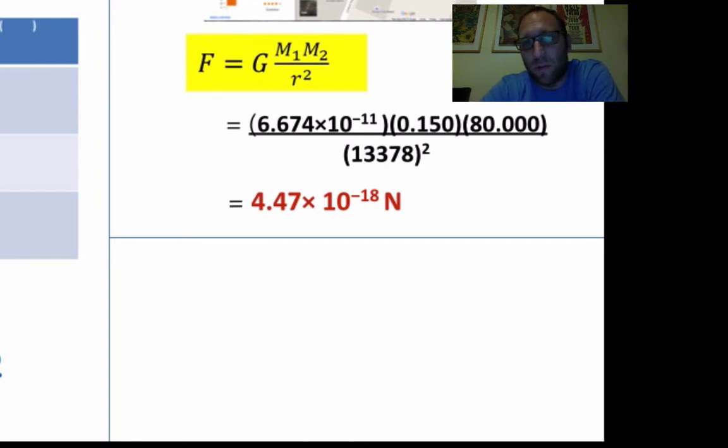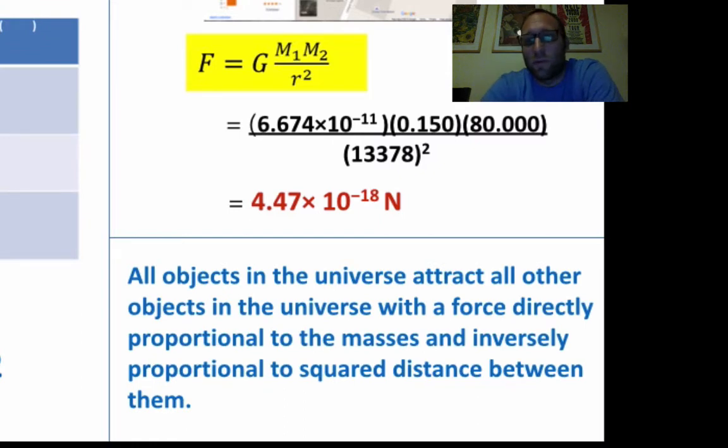Now you should note that that force is incredibly small, which is why we don't experience this or see the effects of it everywhere else. Remember, the reality is this: all objects in the universe will attract all other objects in the universe with a force that is directly proportional to the masses and inversely proportional to the distance between them. Alright?